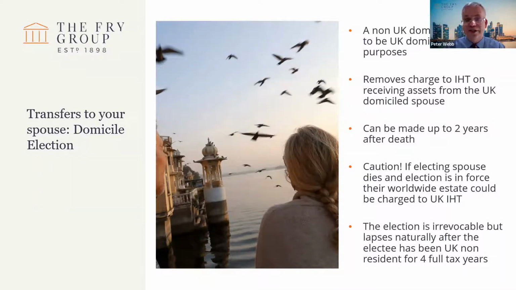they are UK domiciled, and all of those assets are then within the scope of UK inheritance tax because they're in the hands of somebody who has elected to be UK domiciled for inheritance tax. Now, that irrevocable election does lapse. It falls away once you've been non-UK tax resident for more than 4 UK tax years.